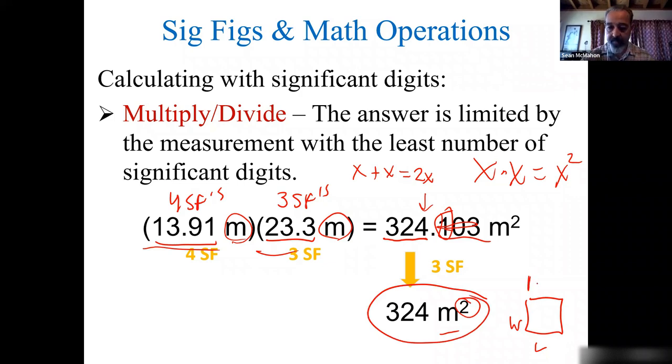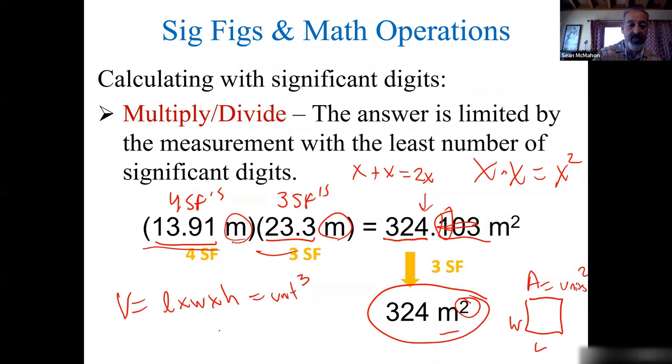Area, because it's length times width, is always squared, right? So it's a unit, whatever that unit is, squared. We'll see that volume, which is length times width times height, will be a unit to the third power, because volume, right? Here's a cube, you know, if you had a centimeter, centimeter, centimeter, you times that, it'd be centimeter cubed. It's a cubed value.